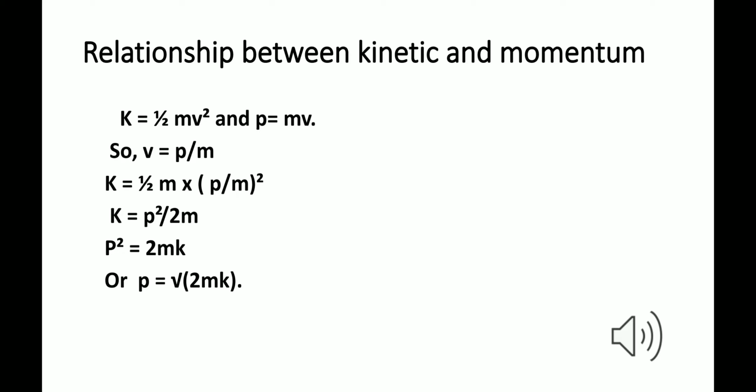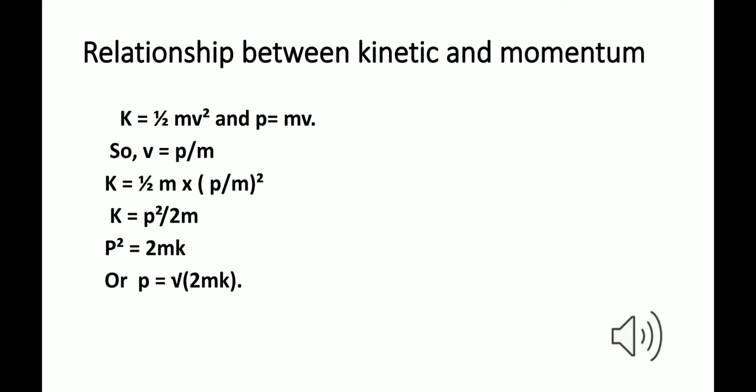So substituting the value of v in K is equal to half mv square, we get K is equal to half m in bracket P upon m whole square. In place of v, we are writing P by m. So half m P by m whole square, which comes as half m P square upon m square. m and m will be cancelled. So we will have K is equal to P square upon 2m. So when we take it to the other side, it becomes P square is equal to 2mK.